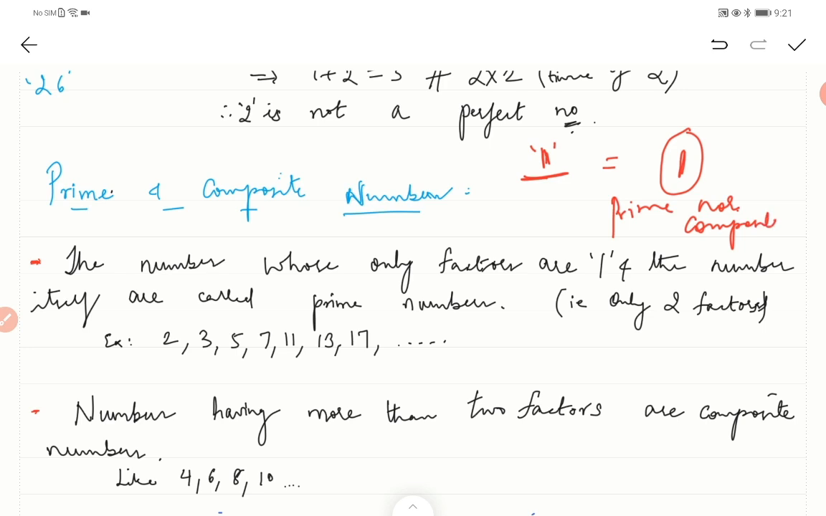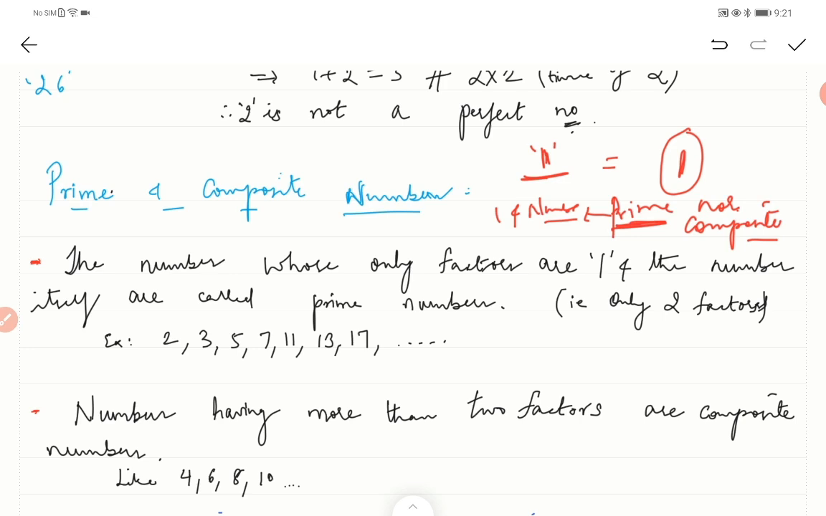So what is the definition of prime? A number is said to be a prime number if it has 2 factors. It should have only 2 factors. Those 2 factors will be 1 and the number itself, isn't it? If you have such numbers, those are prime numbers. Then the rest are composite.